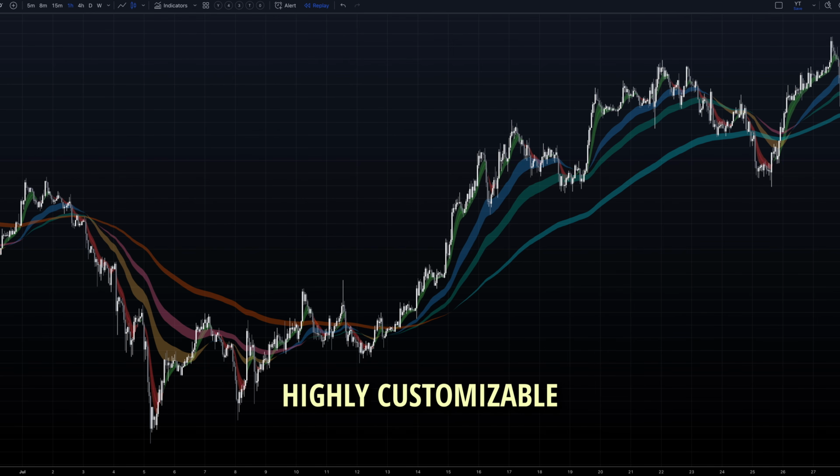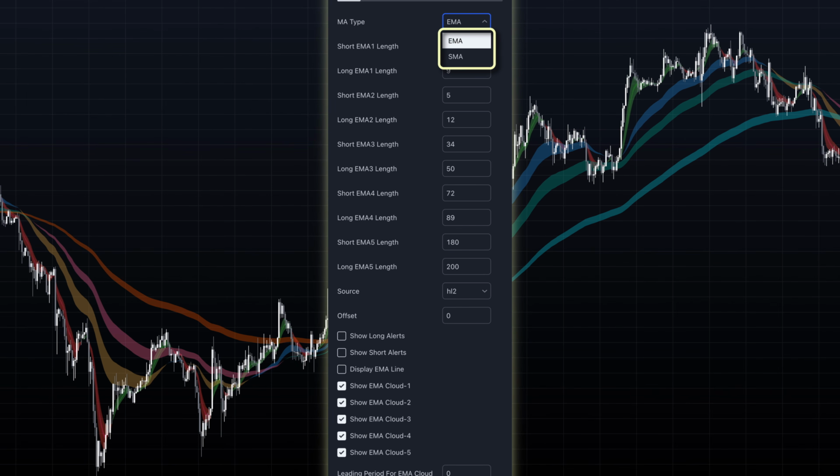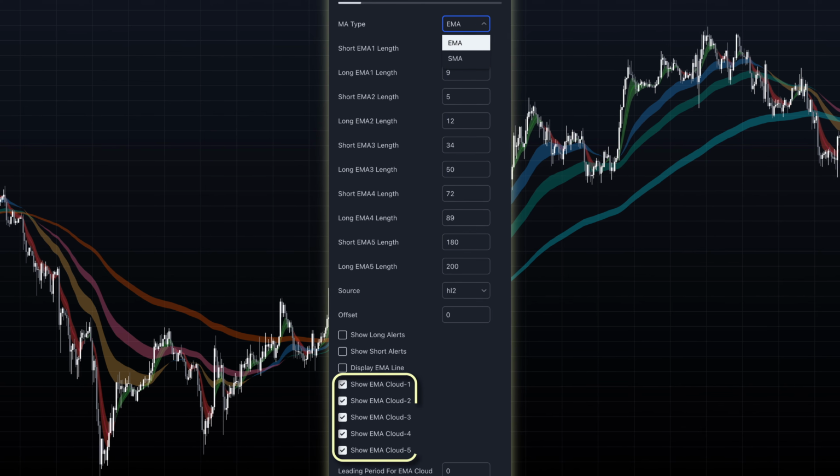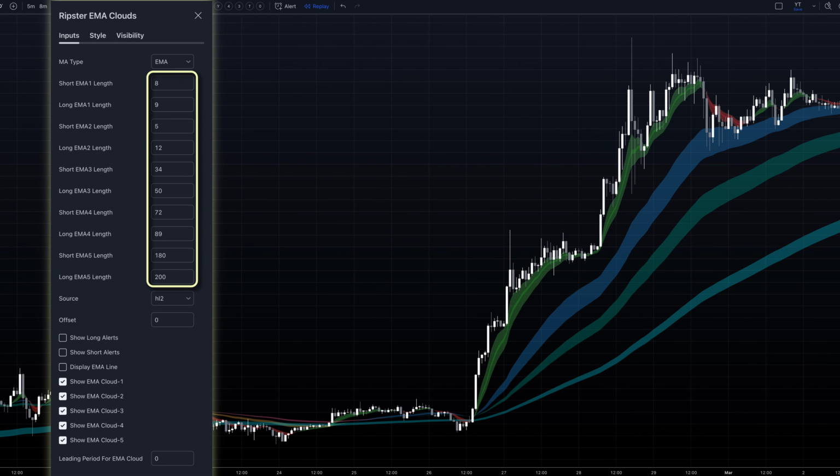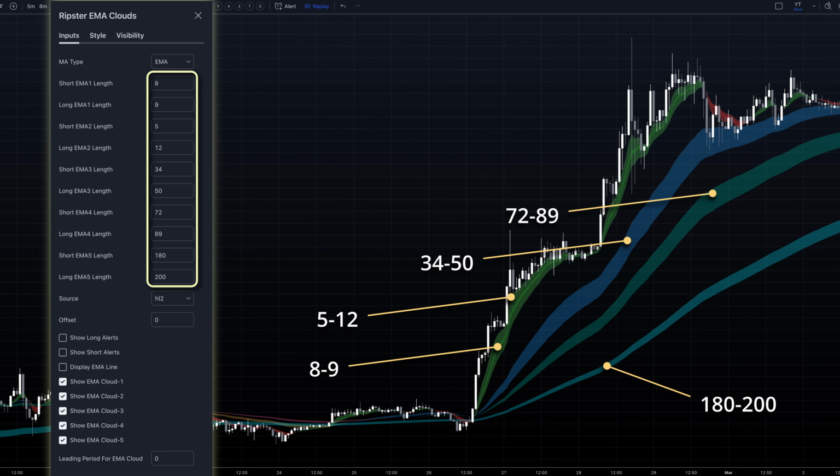The indicator is highly customizable, and you can switch between EMA and SMA, adjust the lengths of each pair, and decide which clouds to display. By default, it uses 5 EMA pairs: 8-9, 5-12, 34-50, 72-89, and 180-200.